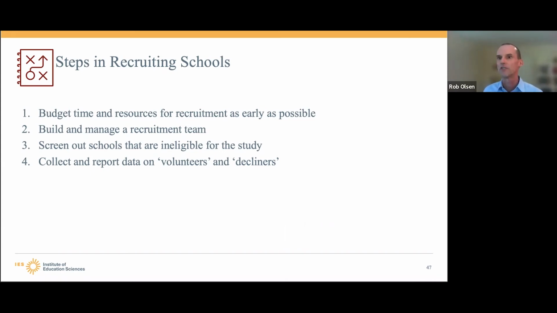The third step is to screen out schools that are ineligible for the study. As Beth noted, there may be times where it's not possible or practical to screen out all ineligible schools. So it's important as part of the recruitment process to try to identify them when you reach out to them so that you can exclude them from the study. And fourth, to collect and report data on volunteers, schools that agreed to participate, and decliners, schools that didn't agree to participate. And the example that I provide next will illustrate steps 3 and 4.